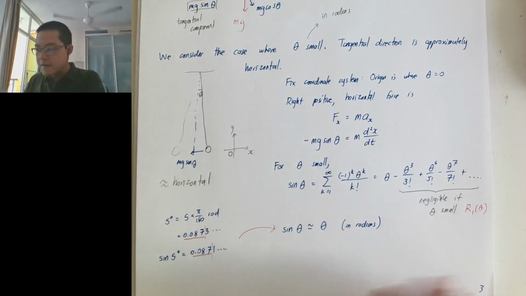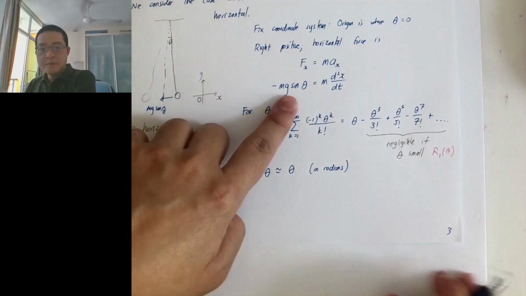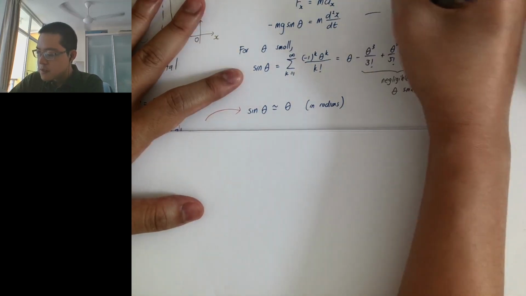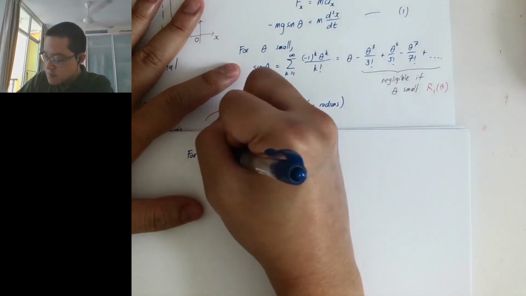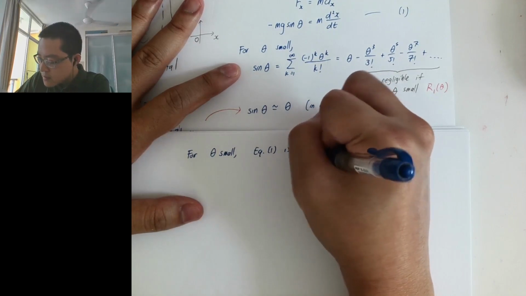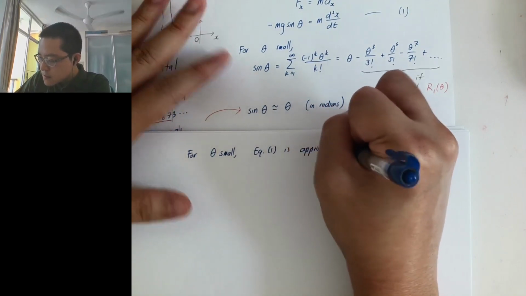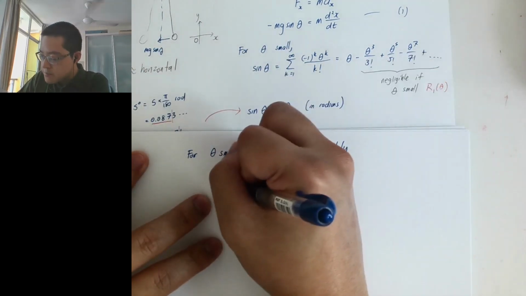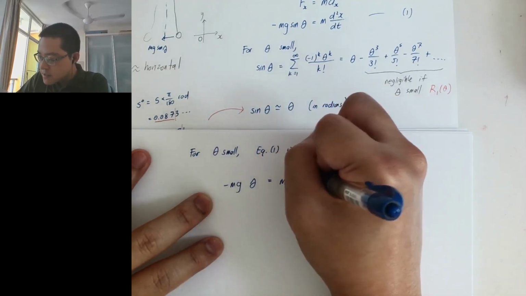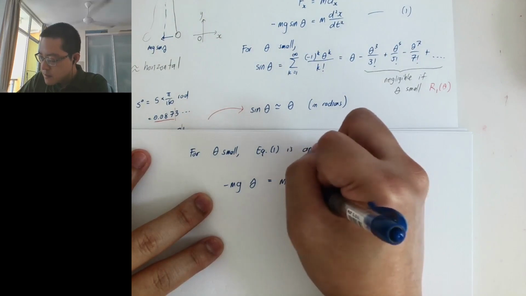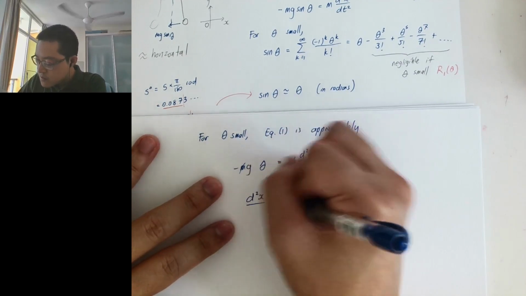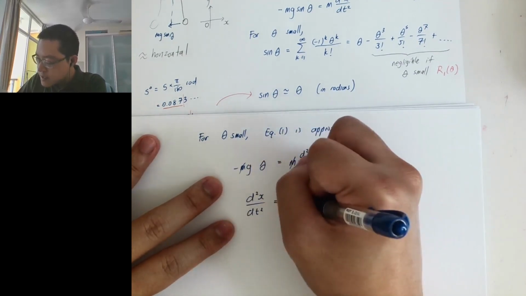Okay, so if everyone agrees that sine theta is small, I'm going to put this back into my equation. Let's call this equation 1. So for theta small, equation 1 becomes mg theta, right? Sine theta is approximately theta. So I got d2x dt squared, and both sides can cancel the m, so the m doesn't matter here. So I find that d2x dt squared is equal to minus g theta.